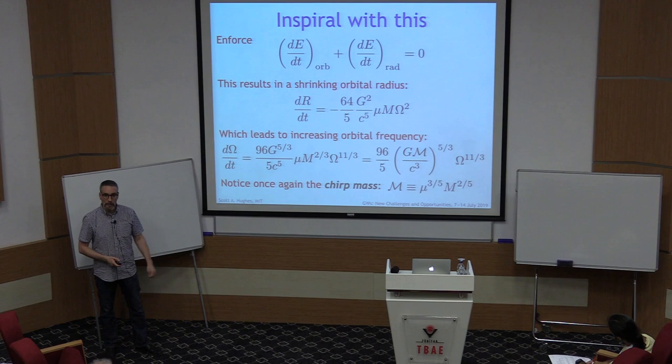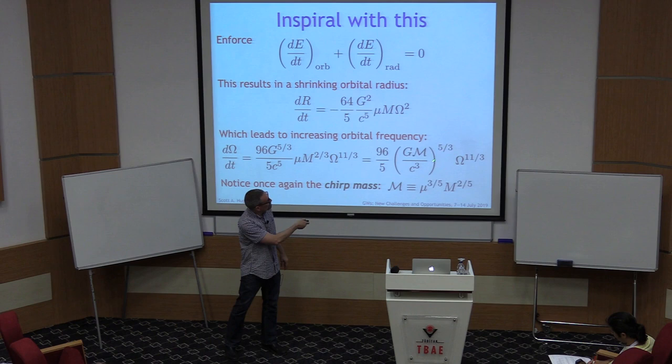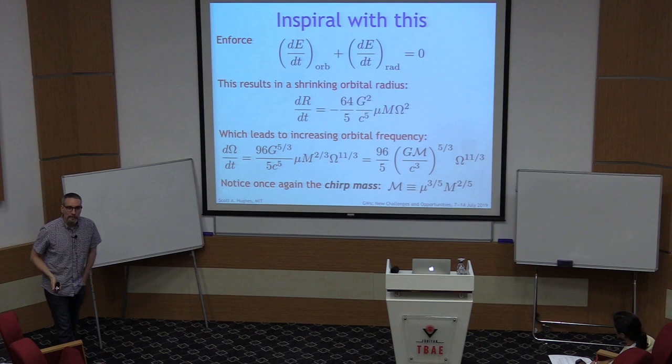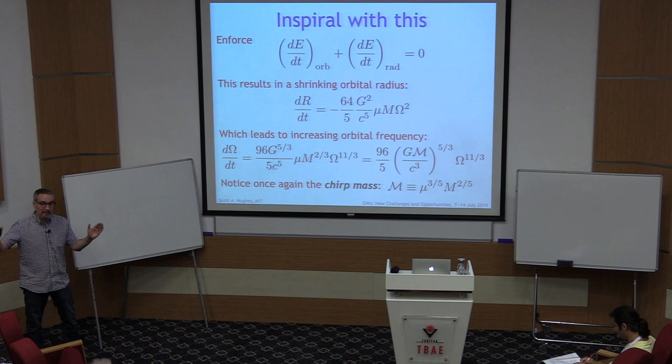And when you trace through all the algebra, what you find is the rate of change of the frequency is simply related to, here's our friend the chirp mass again, up to a numerical factor, the chirp mass times omega to the 11/3. So this is telling me that if I have a binary with a frequency omega, at that moment the frequency will be changing at a rate that goes as omega to the 11/3. Notice how steep that is.